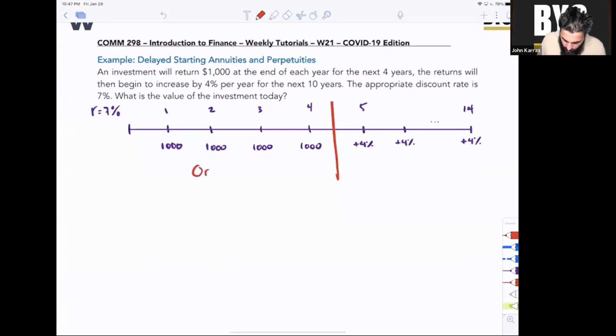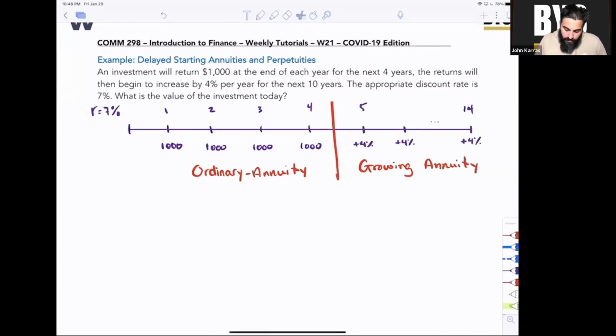Exactly, right? This is an ordinary annuity. Cool. How about the right-hand side now? What would you call that? Growing what? Don't just say growing, but growing what? Is it growing forever? It's not growing forever, right? It's growing for 10 years. This is a growing annuity.